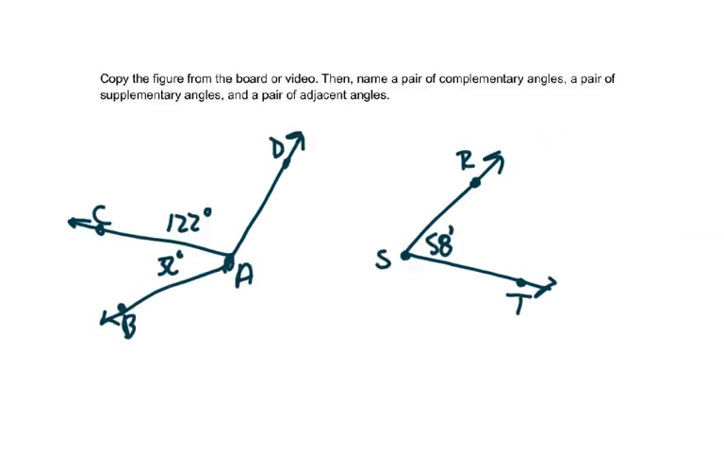So now we want to get this figured down on our notes. The question is, can we name a pair of complementary angles, a pair of supplementary angles, and a pair of adjacent angles? So this is all about combining stuff to figure out what adds up to 180 and what adds up to 90. And it looks like if we add BAC, which is this angle, 32 plus 58 equals 90. So angle BAC, that's the 32 angle, and angle RST, that's the 58 angle, are complementary.